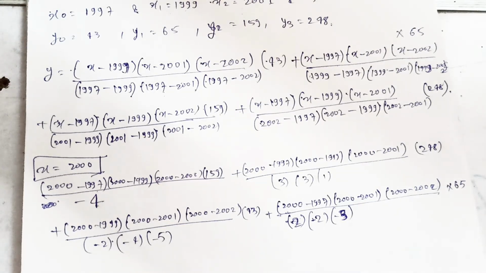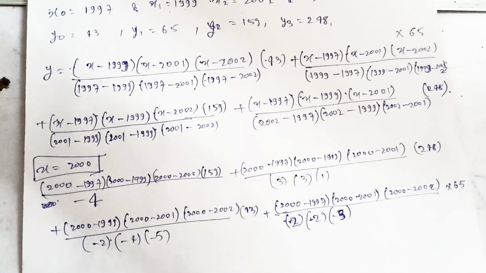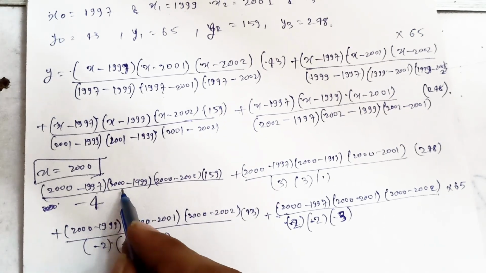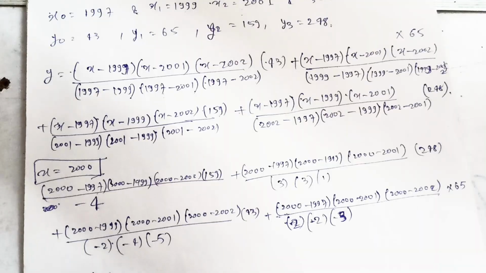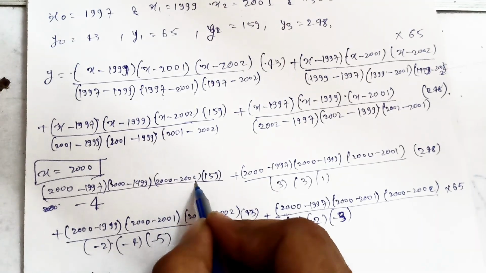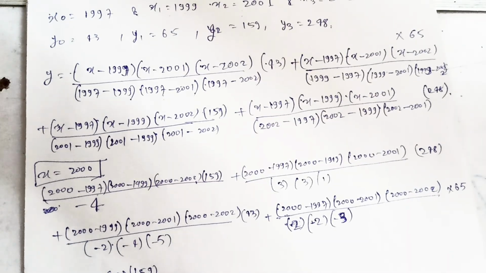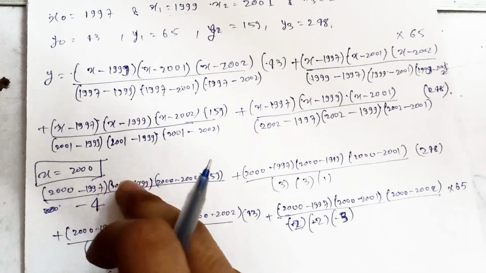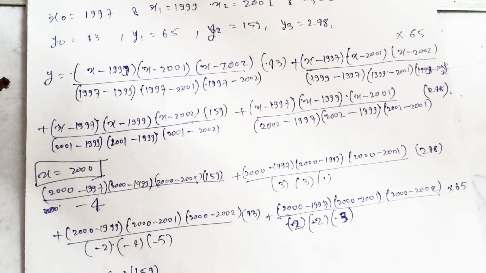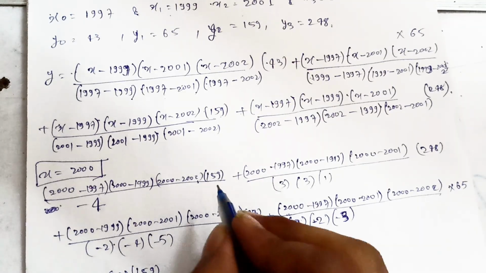So let's use it. When we are going to use 2000 minus 1997, that will be 3, and then 2000 minus 1999, that will be 1, and 2000 minus 2002 is minus 2, and 159. Since I have just used the third term in the first, you can also use it before and after it. It does not matter.